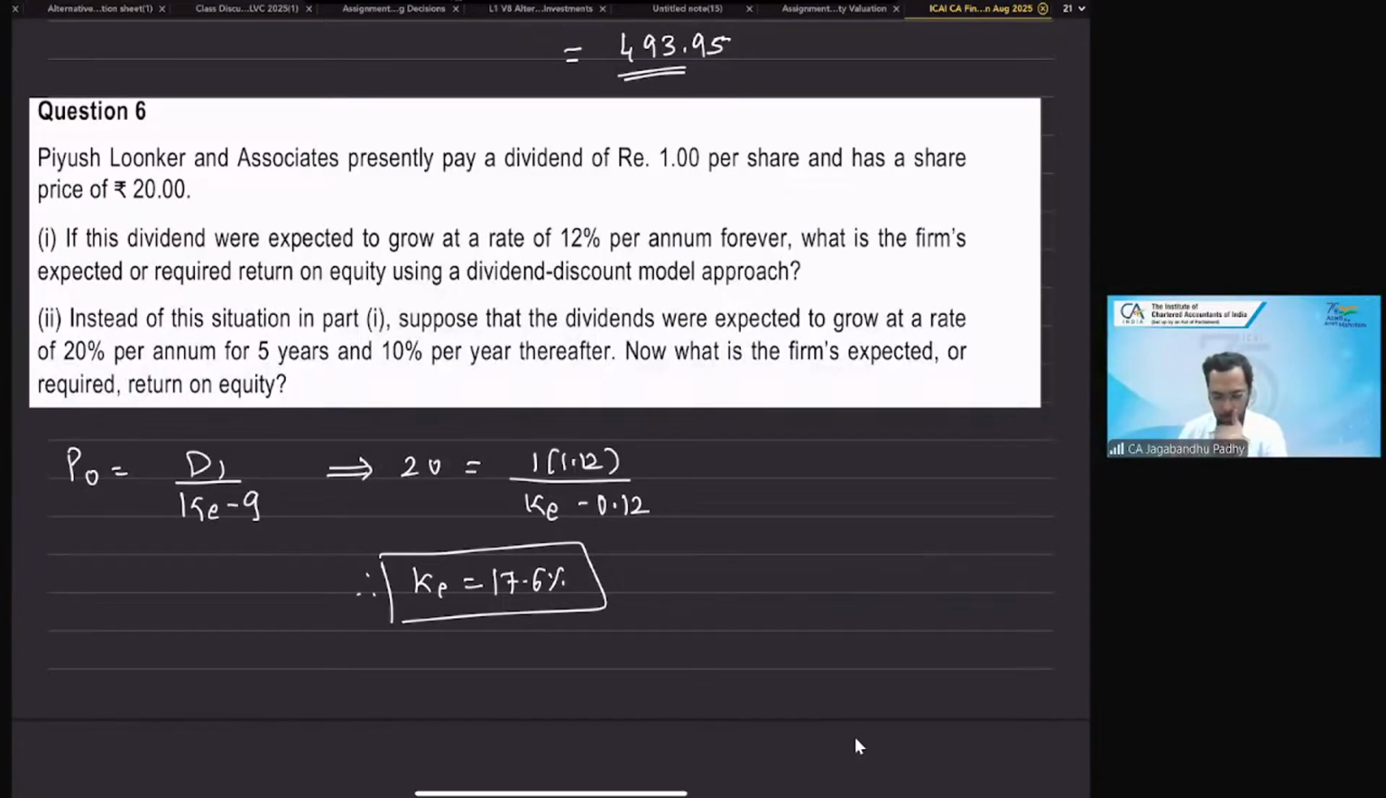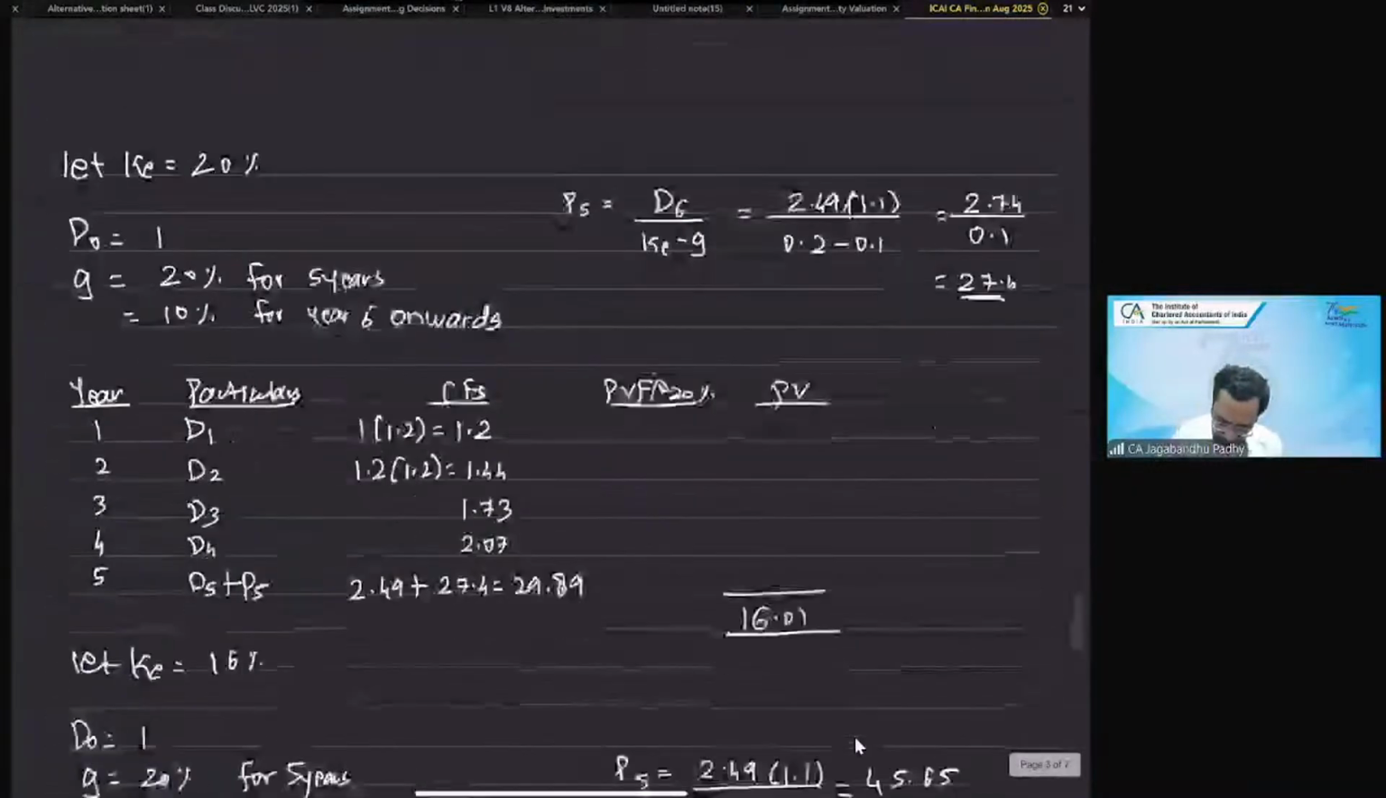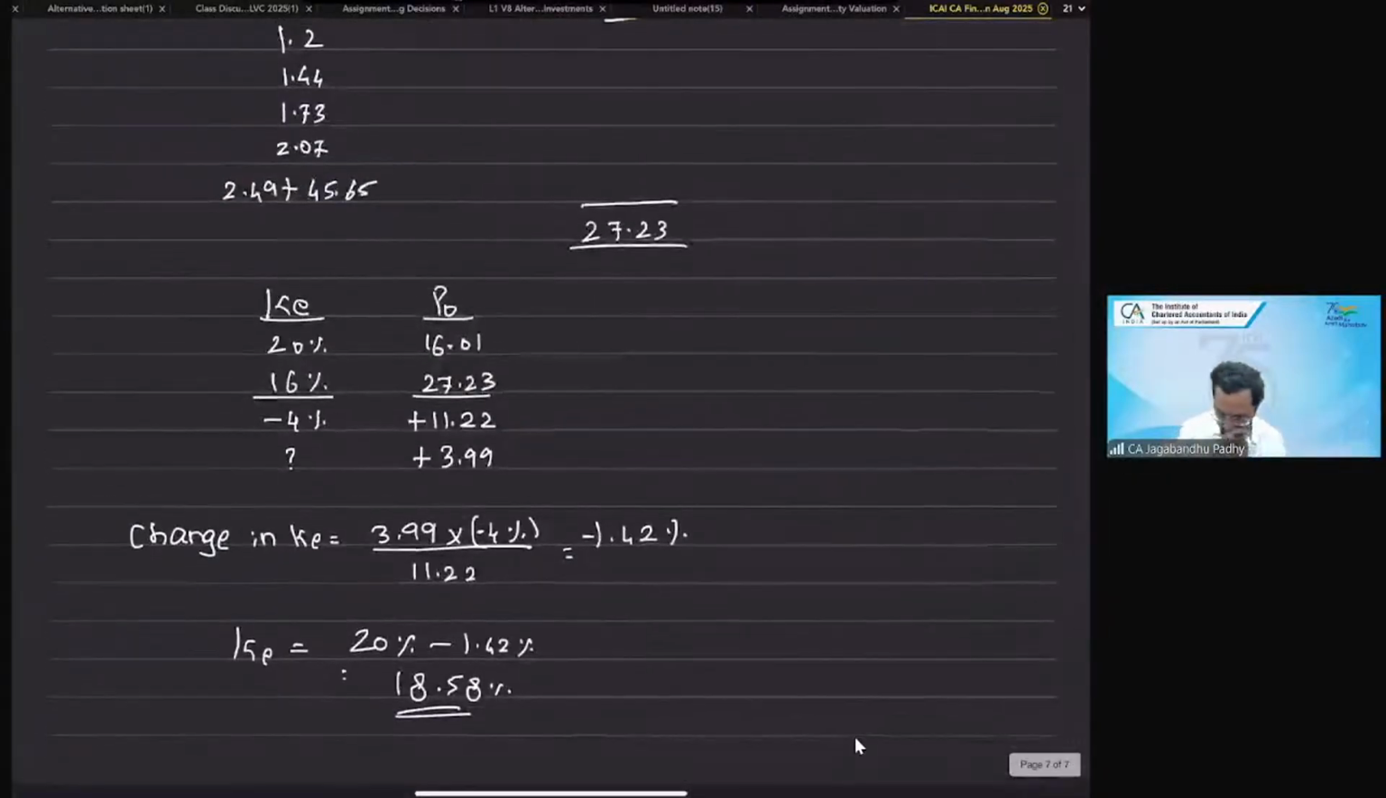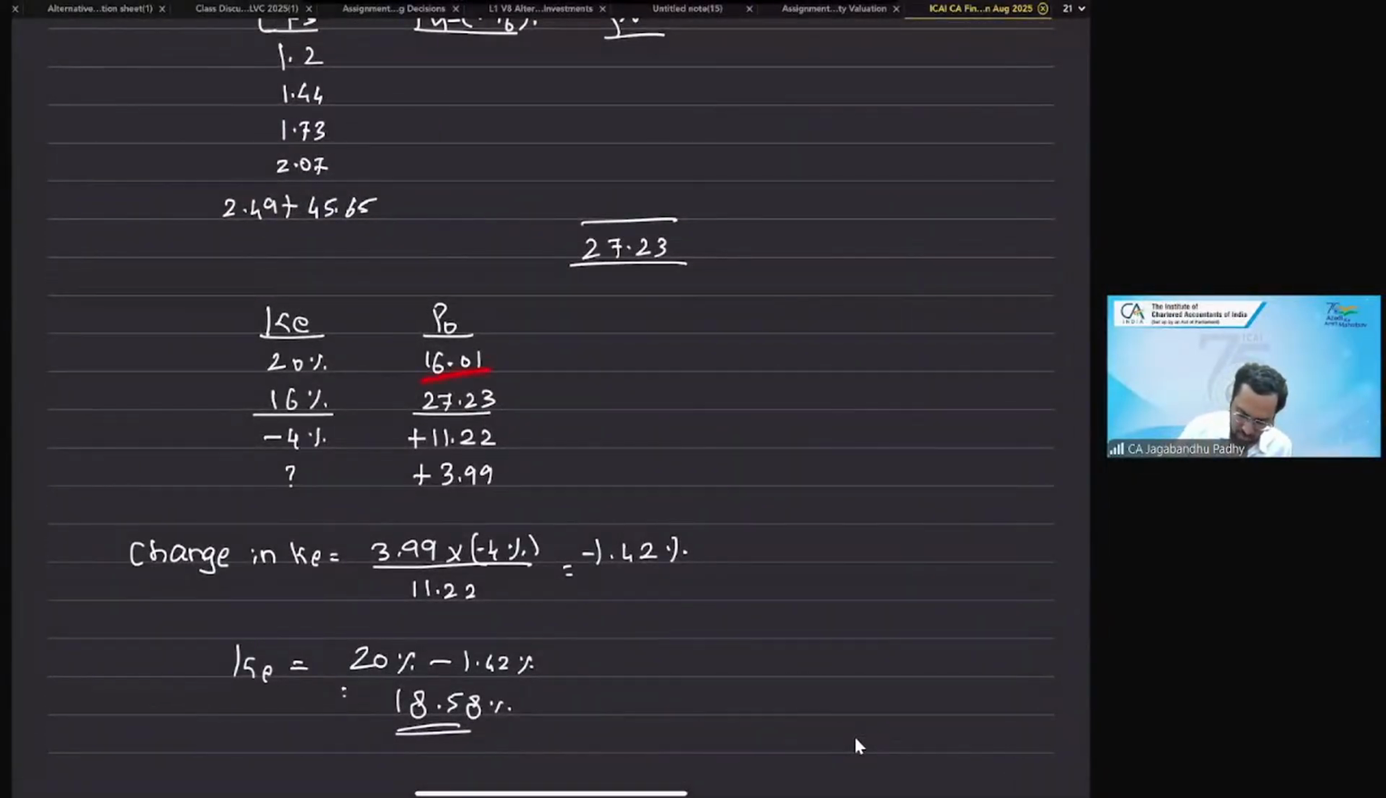3.99, how is it, sir? 3.99. Yeah, so we wanted to make it from 16.01 to 20, right? So the change that we wanted in the price was by only 3.99. Got it? Okay. So we wanted to increase it from 16.01 to 20. So we wanted a change of 3.99. And for that, what should be the change in KE that we were essentially looking for?